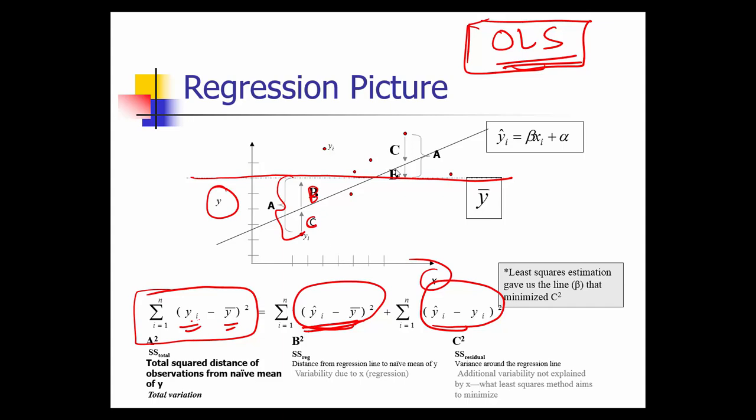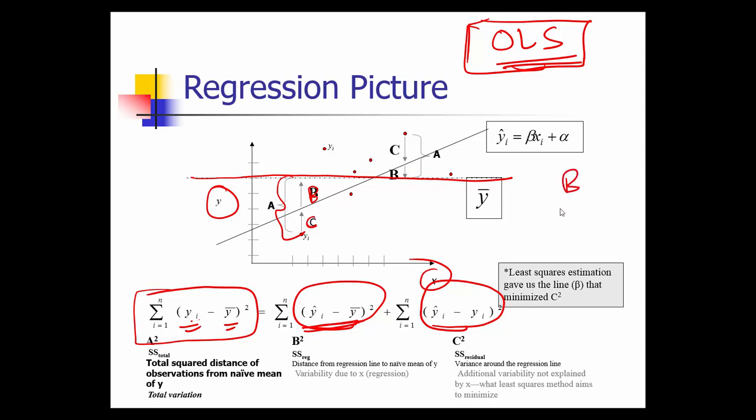In other words, the total variation has two components. One is being explained, the other is not being explained. B represents the portion of the variance that's being explained, and C represents the portion of variance that's not being explained. There is always going to be some variance which we won't be able to explain. And the more B is, the better the model.